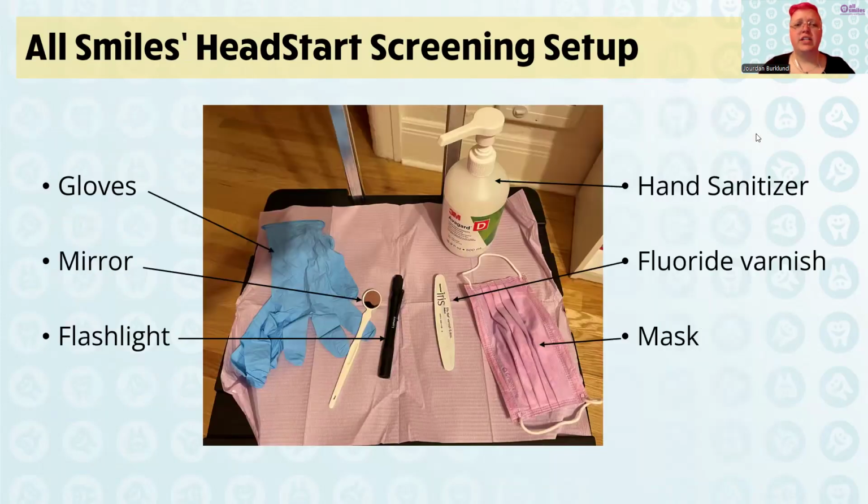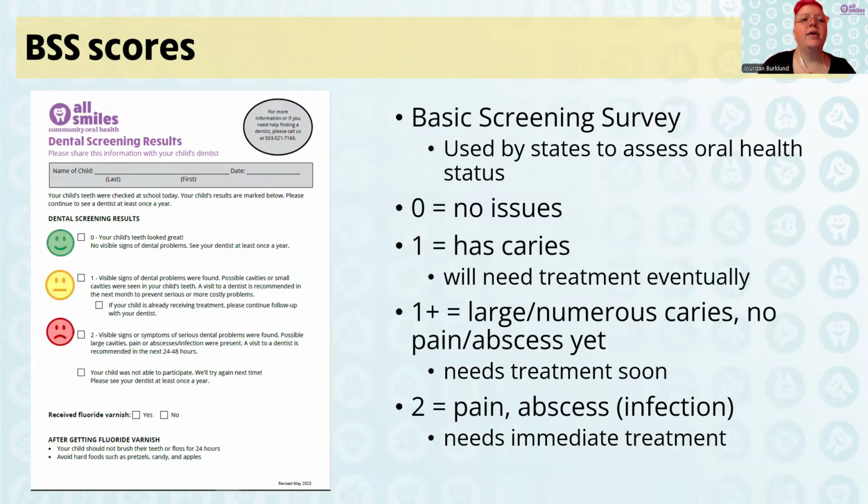So this is what my screening setup typically looks like. I have my gloves and my mask, and I have my hand sanitizer that I'm going to be using between every kid. And then I use a mirror and this bright flashlight to check their teeth. After that, I use my fluoride varnish, which is just a little paintbrush and a little bit of liquid, almost like toothpaste varnish, that I paint on their teeth. And that's it. And then we fill out the results form.